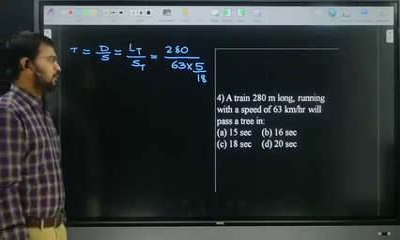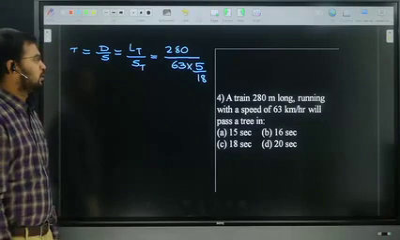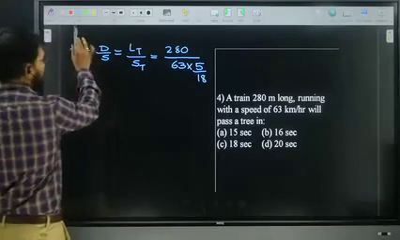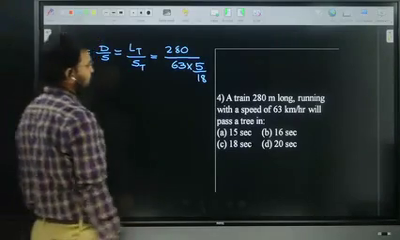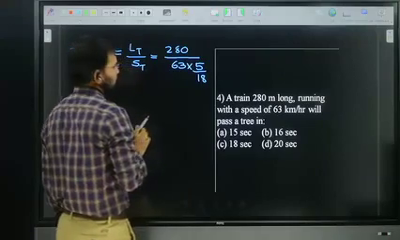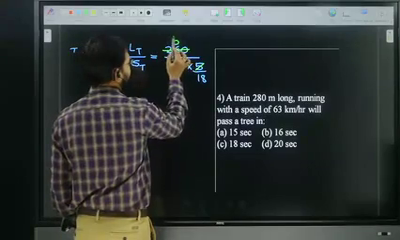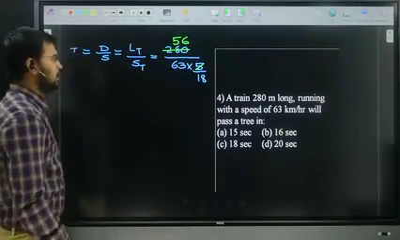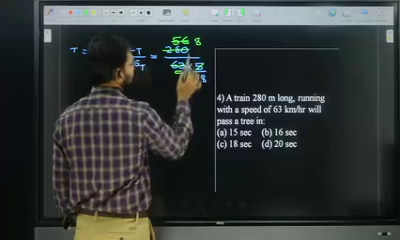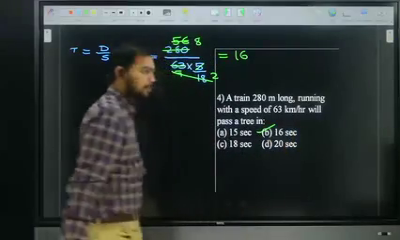Look at me, all of you. 63 fives are... So here if you cancel, generally which table does it go to? 5 ones are 5, 5 sixes are... 7 nines are, 7 eights are, 9 twos are, 2 eights are 16. So it will take 16 seconds. Option B is the right answer.